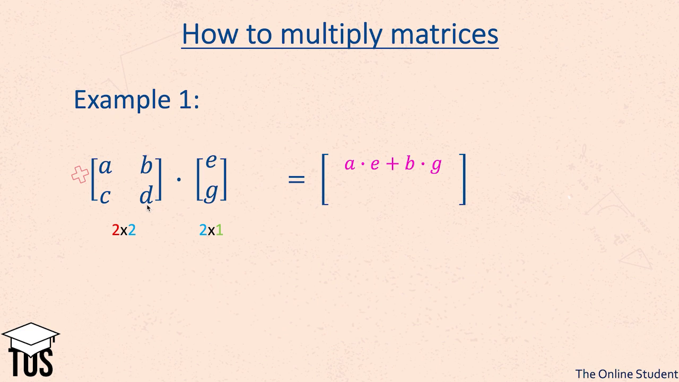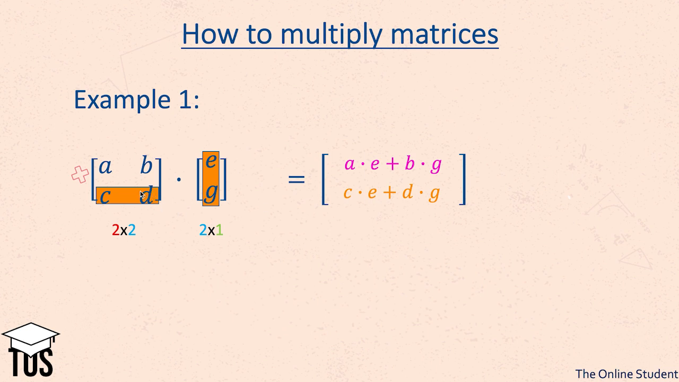We are going to take a look at the second row of the first matrix. We are going to take the dot product of this row with this column of the second matrix. Now, the dot product goes the same way. We are going to take this first element of this second row, which is C. Because this is the first element of this row, we are going to multiply this with the first element of this column, which is E. So we have C multiplied by E.